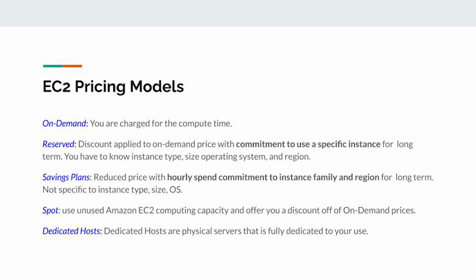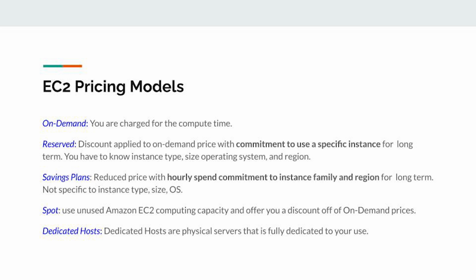Fourth model, spot instances. Spot instances use unused Amazon EC2 computing capacity and offer you cost savings at up to 90% off of on-demand prices. Spot instances are ideal for workloads with flexible start and end times, or that can withstand interruptions.